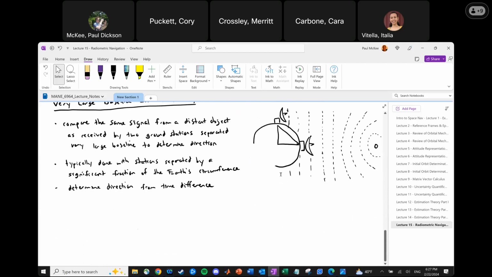So why don't we go through an example? An example radio frequency system is GPS. And that's one that pretty much everybody has at least interacted with at some point before. So the United States, anybody know what GPS stands for?